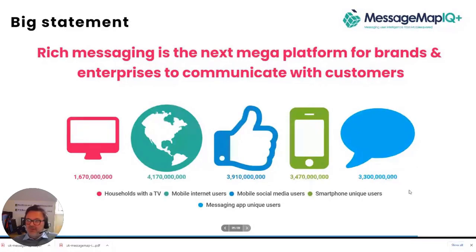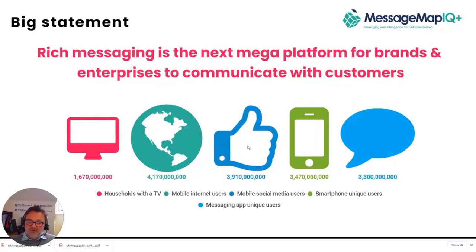The bigger picture really, and I'm just working towards a big statement, is that what we're seeing is that rich messaging, and messaging in particular, is now becoming the next mega platform for brands and enterprises to communicate with customers. And it makes perfect sense for this to happen, because if you look at mobile internet users here, you've got over 4 billion. You've got nearly 3.9 billion mobile social media users.